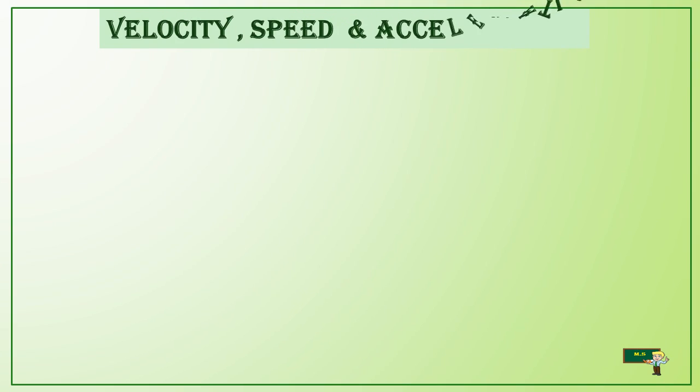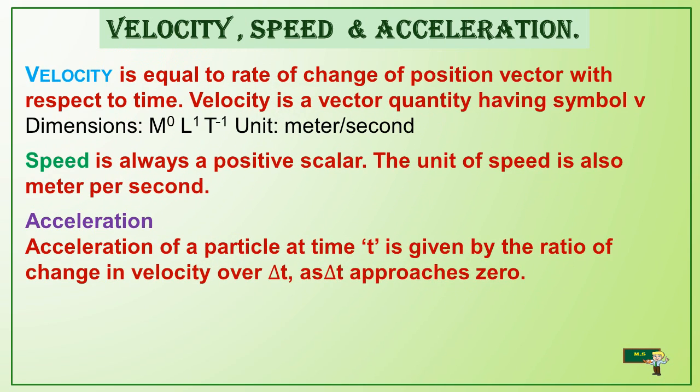Let's see velocity, speed and acceleration. Students, I know you are all well versed in the terms velocity, speed and acceleration, but let me explain in terms of vector quantity. Velocity is equal to the rate of change of position vector with respect to time. Velocity is a vector quantity having symbol v, and the dimensions of velocity are M^0 L^1 T^-1. The unit of velocity is meter per second.